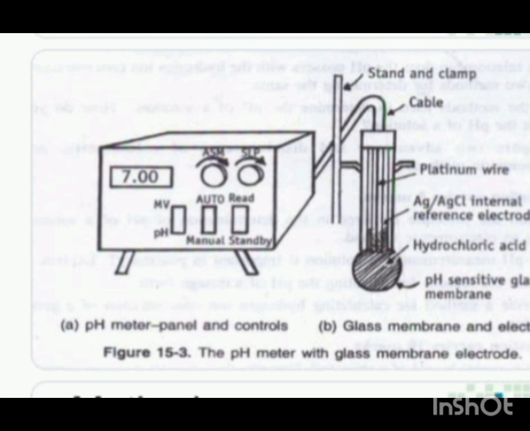This is the platinum wire in the glass membrane electrode and the AgCl internal reference electrode, and this is HCl, hydrochloric acid, and the pH sensitive glass membrane. This is present in the bottom of the glass membrane electrode. This is the schematic representation or diagram of the pH meter panel and controls. Connections between the pH meter panel and controls, and the glass membrane electrode.